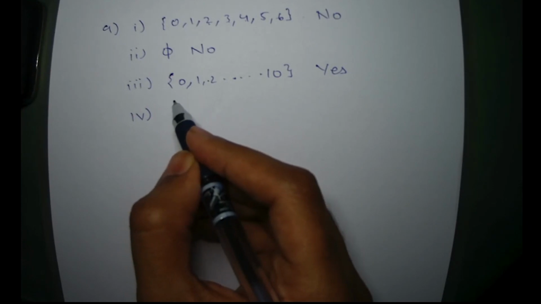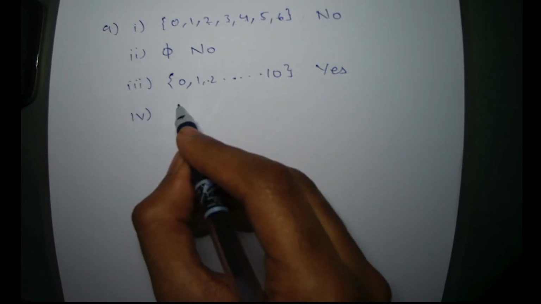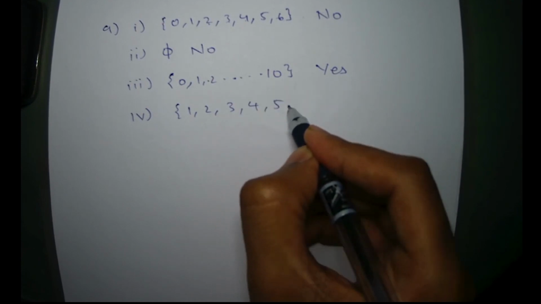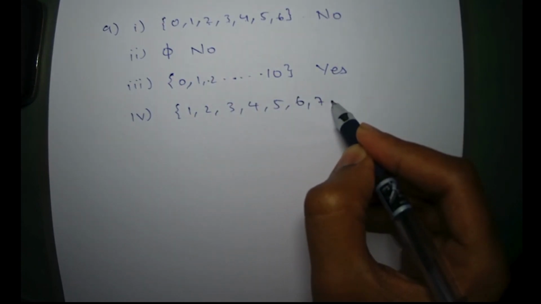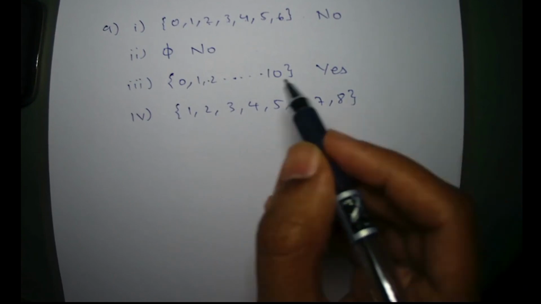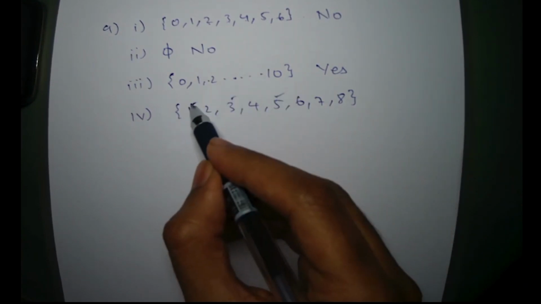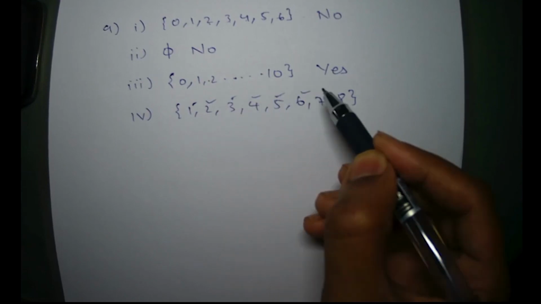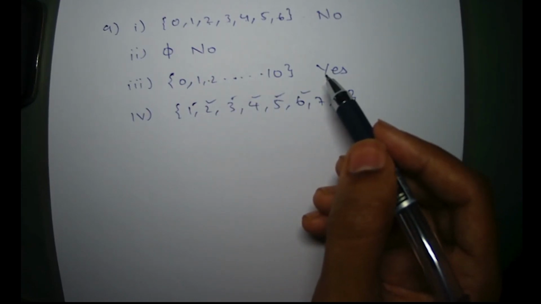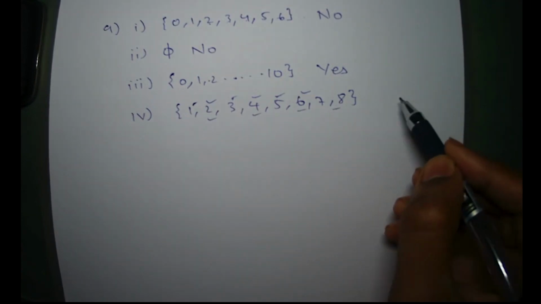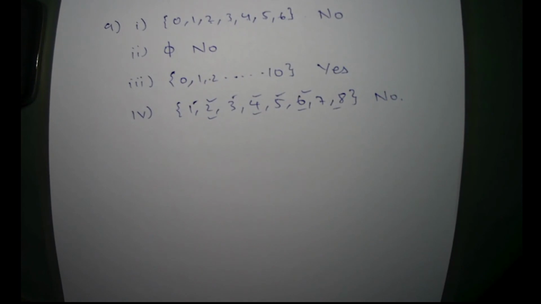Coming to set 4, which has 1, 2, 3, 4, 5, 6, 7 and 8. We have all the terms from set A, 1, 3 and 5. We have all the terms from set B, 2, 4 and 6, but we don't have all terms from set C. We have 2, 4, 6 and 8, but 0 is missing, so this cannot be a universal set. So this is all for exercise 1.3.